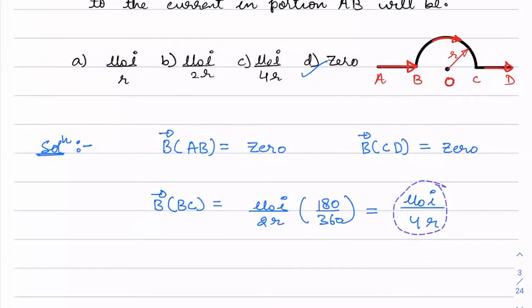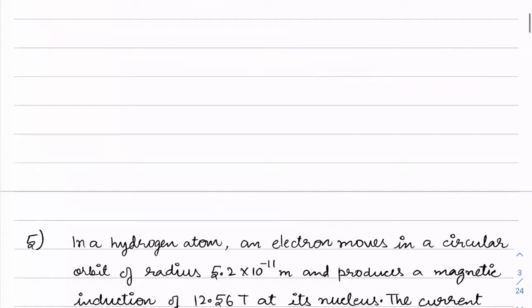The question asks for AB. So for AB, it's 0. I have calculated for CD also, which is 0. And for that arc portion, which is BC, you calculate it as mu naught I by 4R. Now next, question number 5.